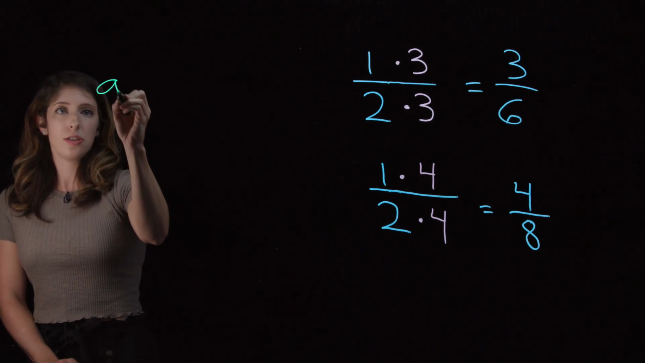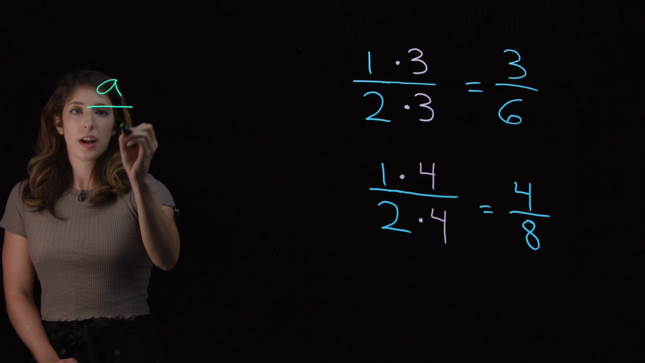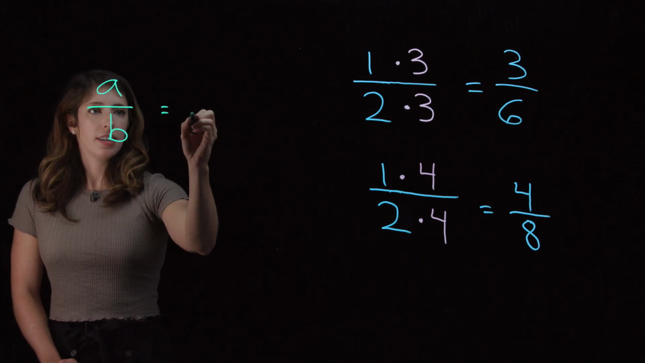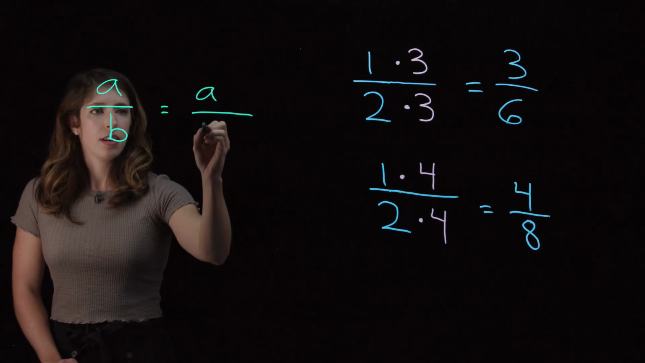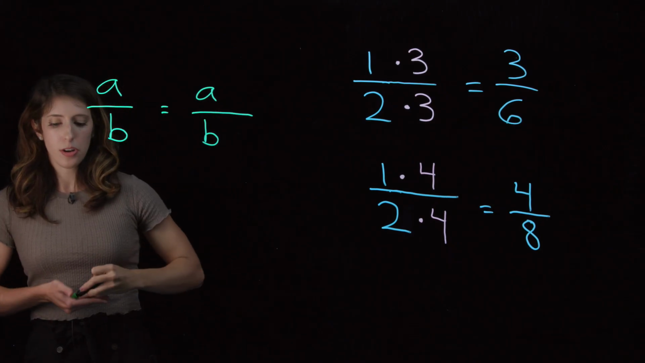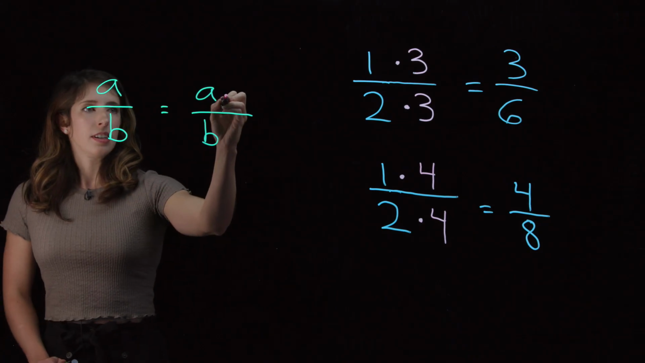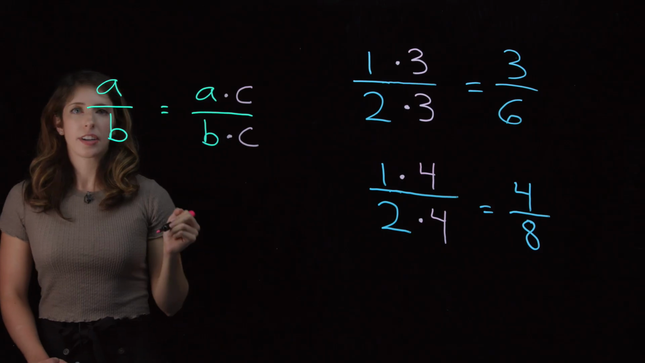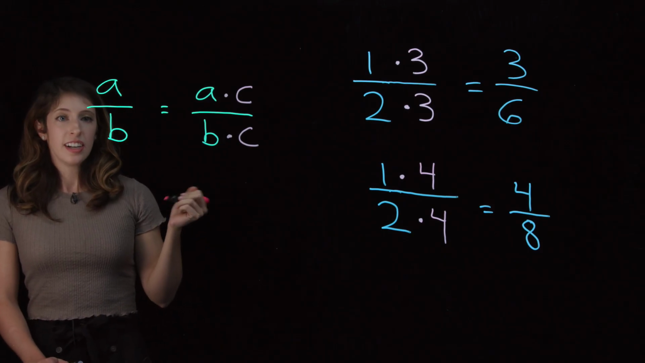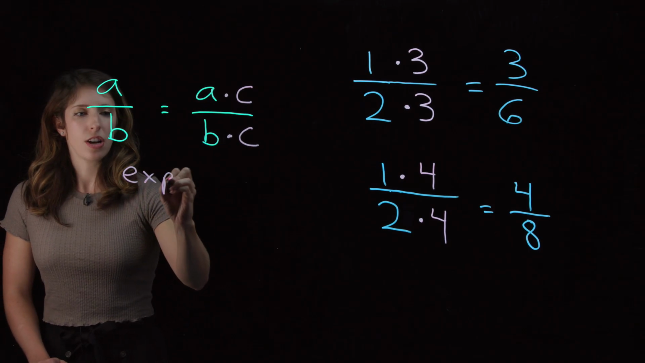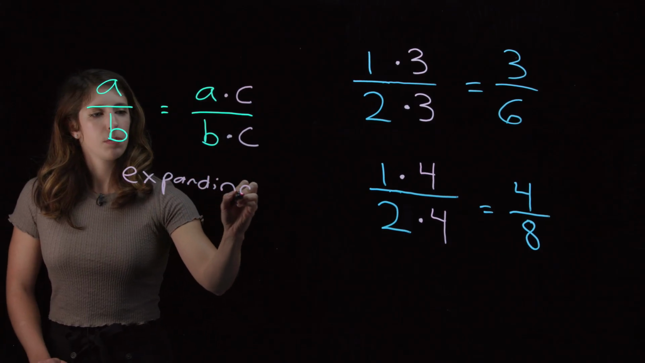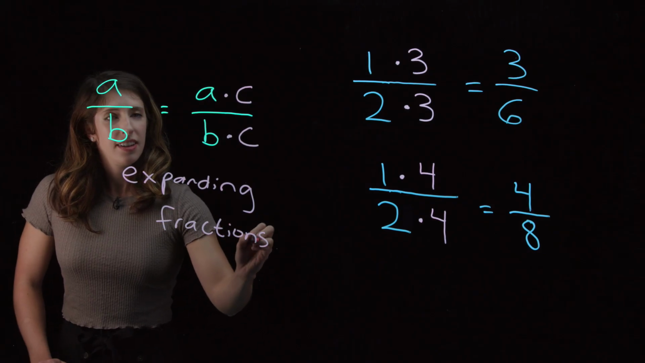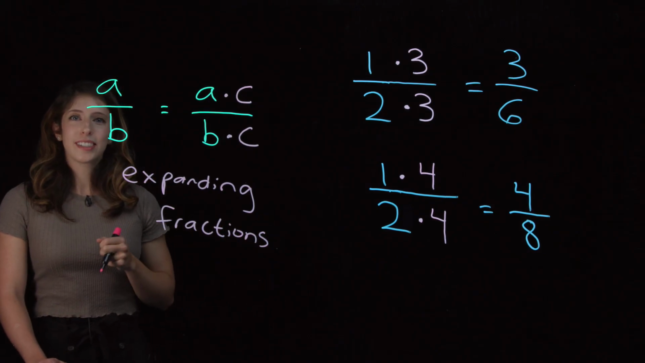Say we have any numerator a over any denominator b. Well, we want to create a fraction with the same numerical value, and we can do that by choosing some number c to multiply by both the numerator and denominator. So this will be our general rule for expanding fractions. And we will use this rule for the next few examples.